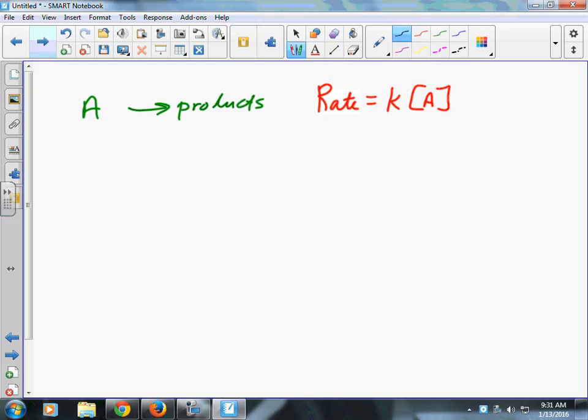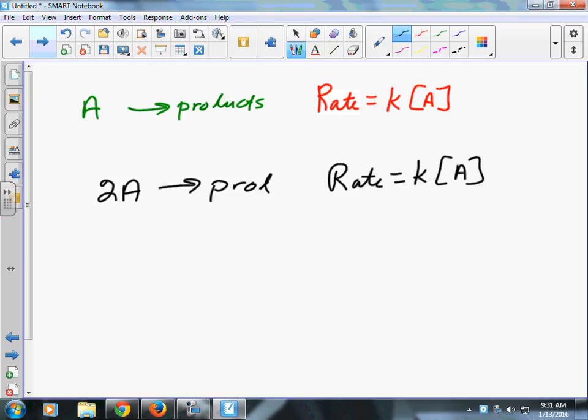What if we had that? How many A's are there? So rate equals k[A]².